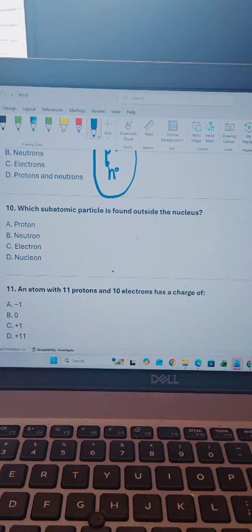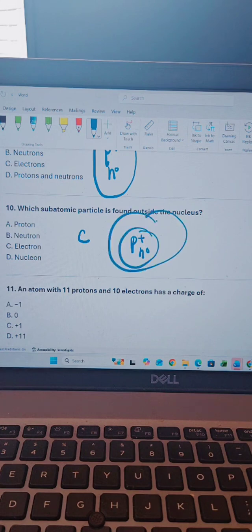Yes, electrons is correct. Because you know your protons and neutrons are right there in the middle, but on the outside having a good old time are your electrons. So C. And number 11, an atom with 11 protons and 10 electrons has a charge of what? This is tricky.